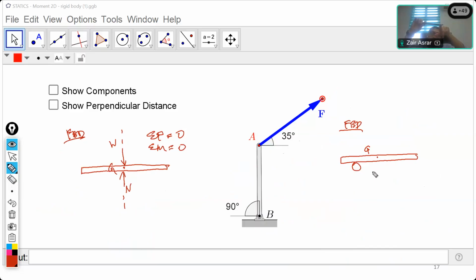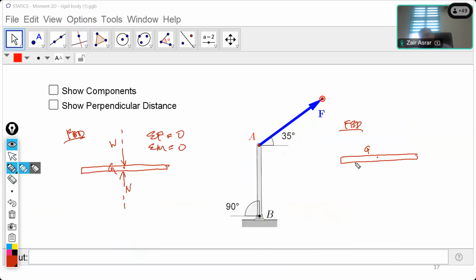If we let the bar go, it will fall down. And as it falls down, it will rotate. When it rotates, it means that the summation of moment is no longer equal to 0. Okay, how do we see that from the free body diagram?